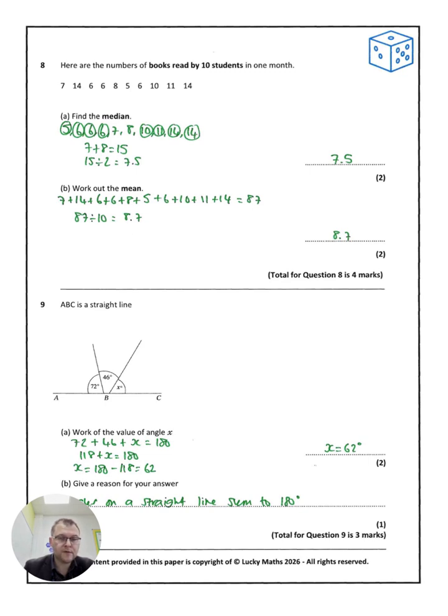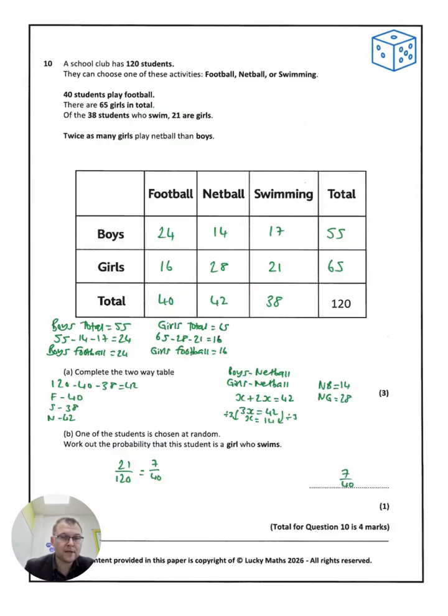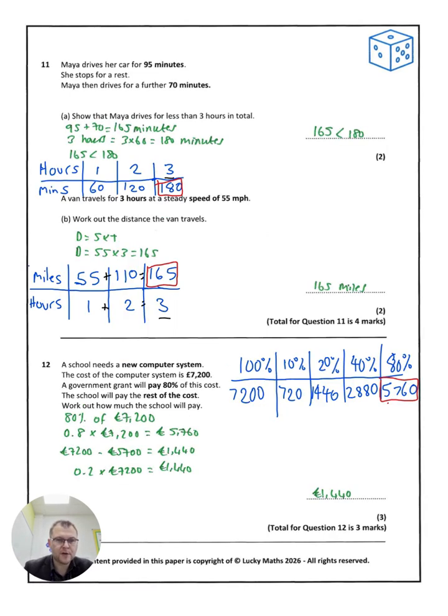These questions, I've not done anything different. For the median, you'll be finding the middle number. Mean is, again, adding and division. And angles, addition and subtraction. Likewise, the two-way table is all about adding and subtracting too. And when writing probability, generally go for a fraction for that question.